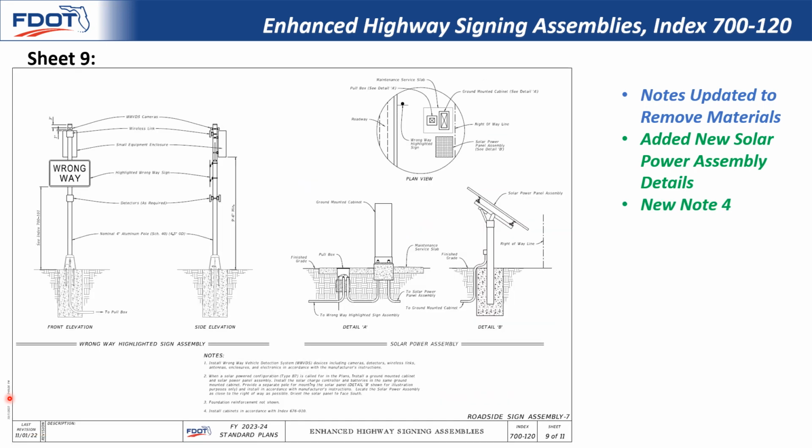Here is the new sheet for the new details, updated notes, and revised callouts. We added a new note 4 that directs users back to index 676010 for cabinet installation details. This is a common approach we use to prevent showing duplicate information in multiple indexes.